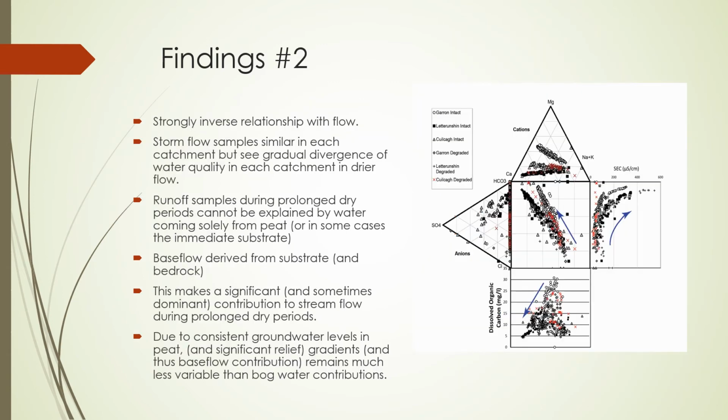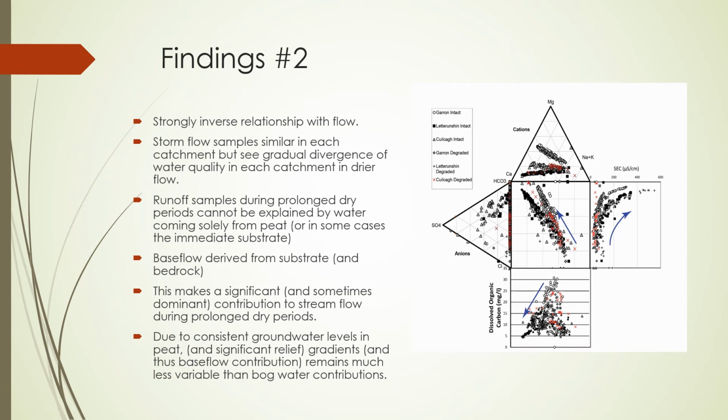On a related topic, we looked at water quality, and this is really where we started to appreciate the interactions between the groundwater in the peat and basically the groundwater coming from greater depths and how they influence stream water quality. And what we were able to see was that during prolonged dry periods we were getting water quality in the streams that could not be explained as being derived from peat alone, and that the water needed to be derived from other sources.